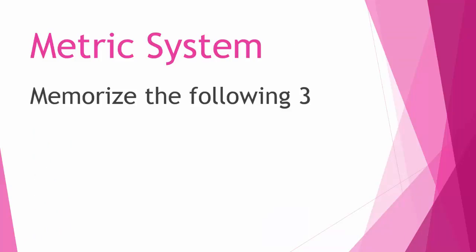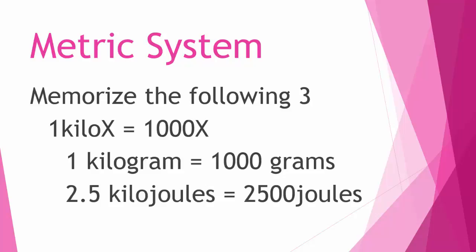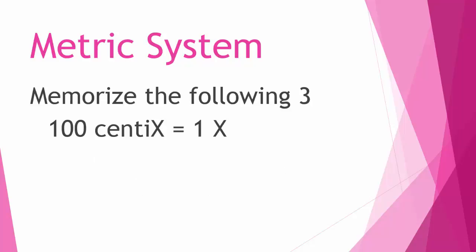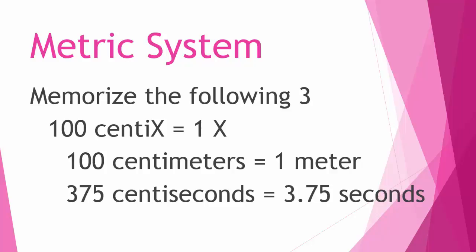And so when you memorize, you get 1 kilo of anything is 1,000 of that thing. So for example, 1 kilogram is 1,000 grams. 2.5 kilojoules is 2,500 joules. 100 centi-x equals 1x. So for example, 100 centimeters equals 1 meter. 375 centiseconds equals 3.75 seconds.